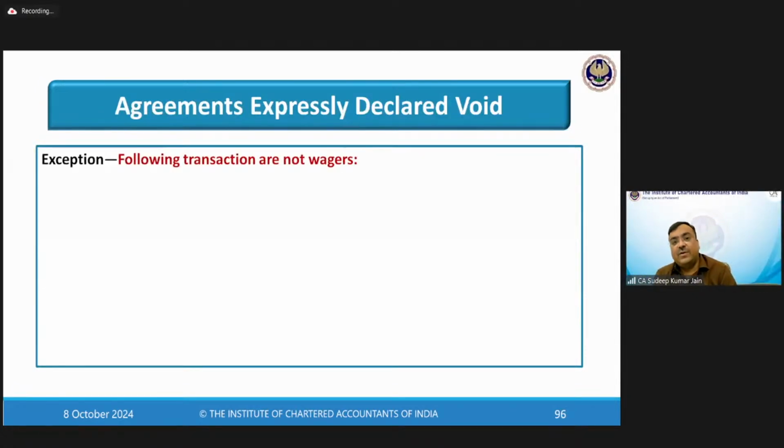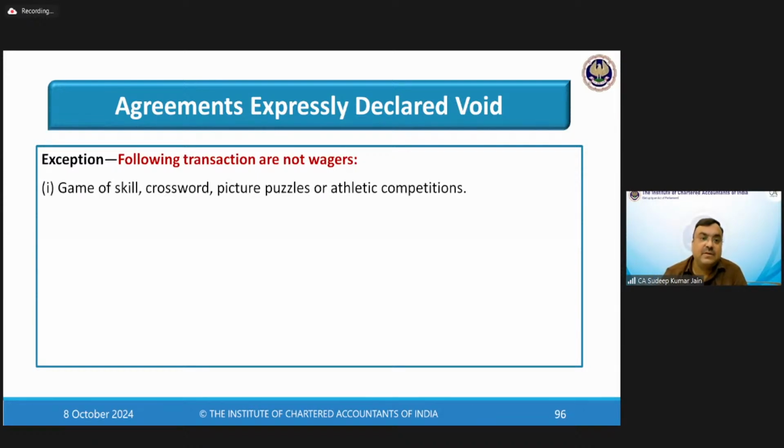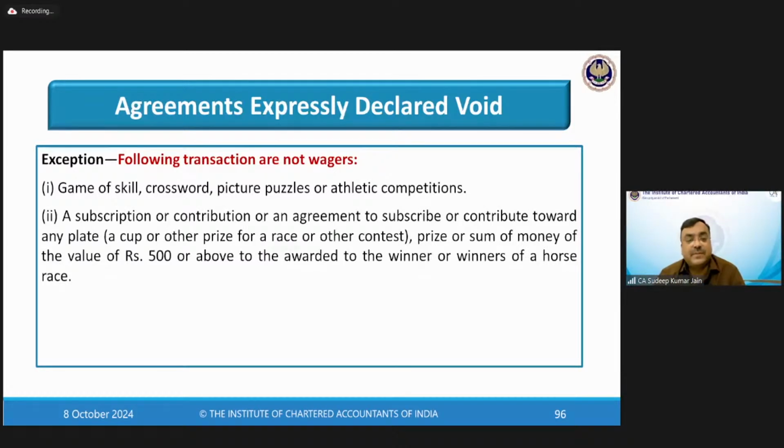Exception: the following transactions are not wager. Game of skill, crossword puzzle, picture puzzle, athletic competitions are not wagering. They are valid. A subscription or contribution, or an agreement to subscribe or contribute towards any plate or cup in a race, prize or sum of money, the value of rupees 500 or above, to be awarded to the winner or winners of the horse race.